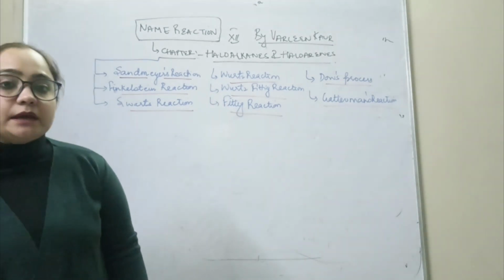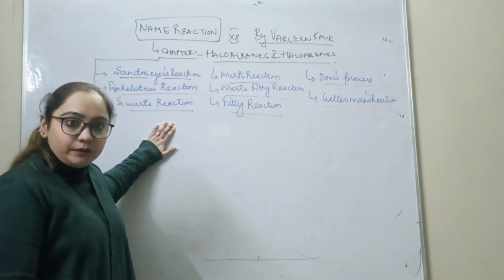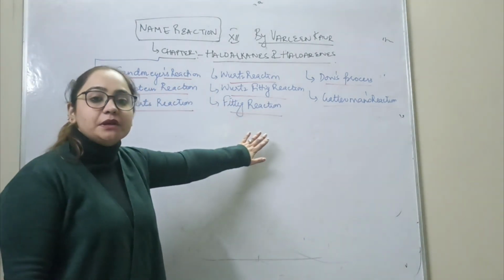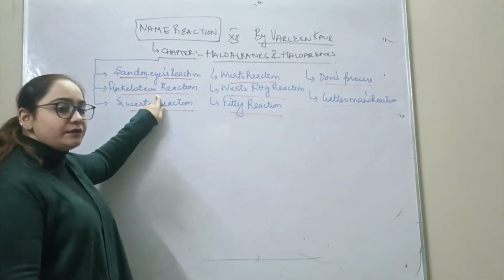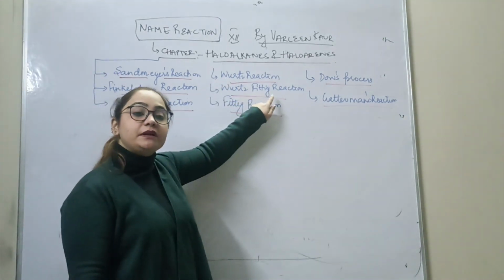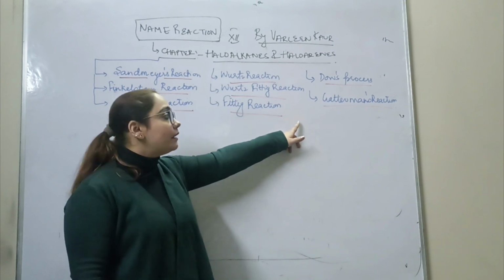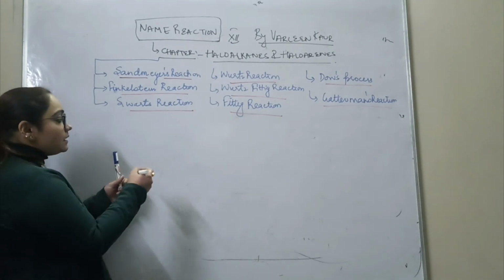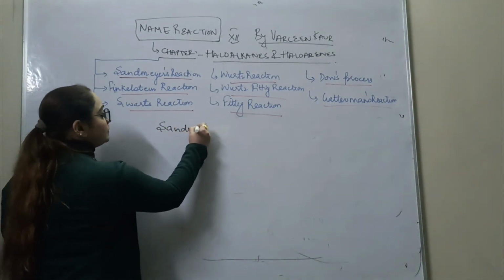Today I am going to take up the name reactions of haloalkanes and haloarenes. In this chapter we have these name reactions: Sandmeyer's reaction, Finkelstein reaction, Swarts reaction, Wurtz reaction, Wurtz-Fittig reaction, Dow's process and Gattermann reaction. So I am going to take them up one by one in detail. First of all, we have Sandmeyer's reaction.